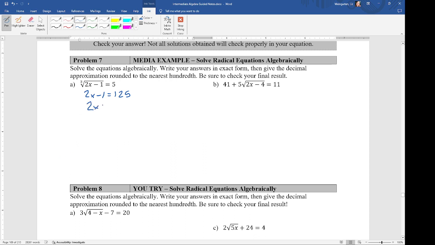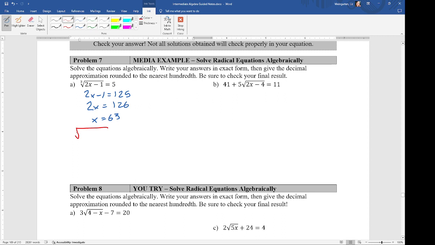Two x equals 126. Divide by 2 and we get x equals 63. Now wasn't that a lot simpler than having to figure out how to graph this? One of the key things with these is that you will want to check your answer. So I will check my answer in red.